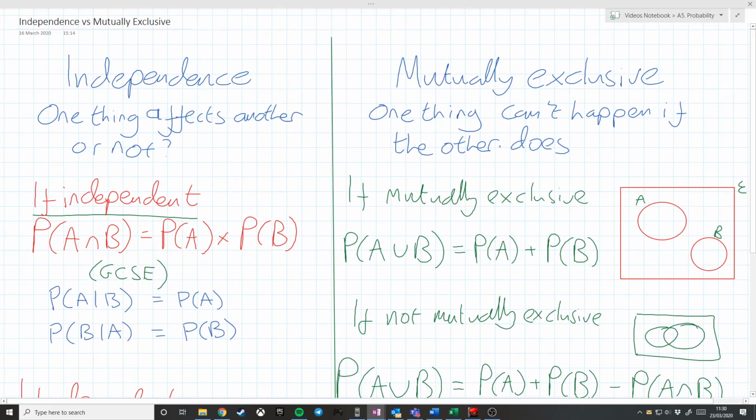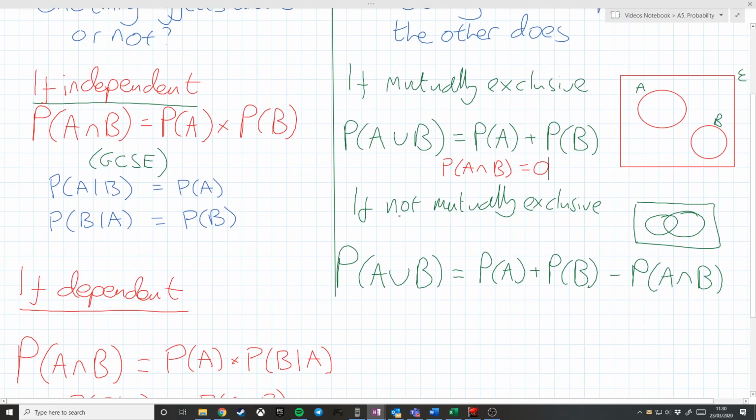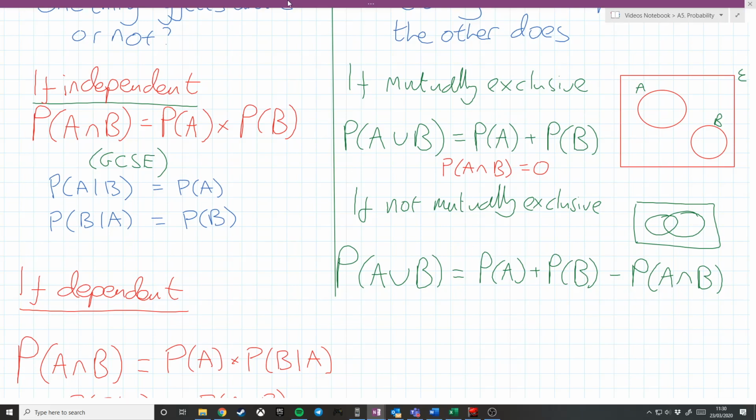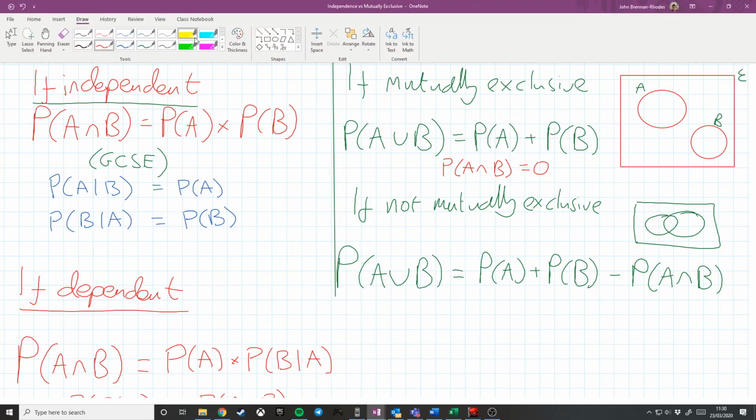Mutually exclusive is a completely different situation. People sometimes get these two things confused. But if they are mutually exclusive, then we know that the union is just the two things added together. In particular, it's because there is no intersection. And if they're not mutually exclusive, then we have this formula, which I did run through in class. And that is that the union is equal to the probability of A plus the probability of B minus 1 of the intersections.